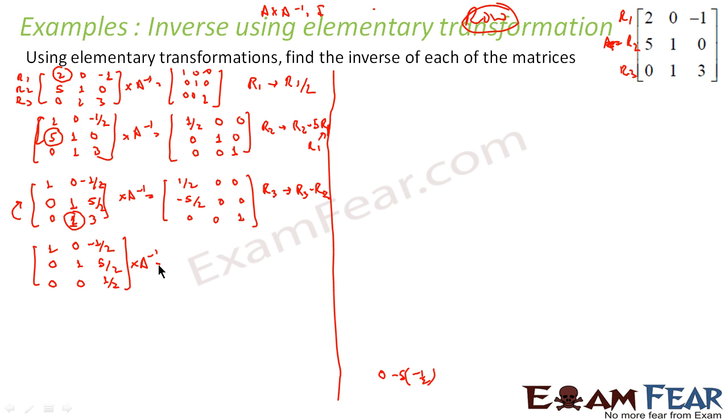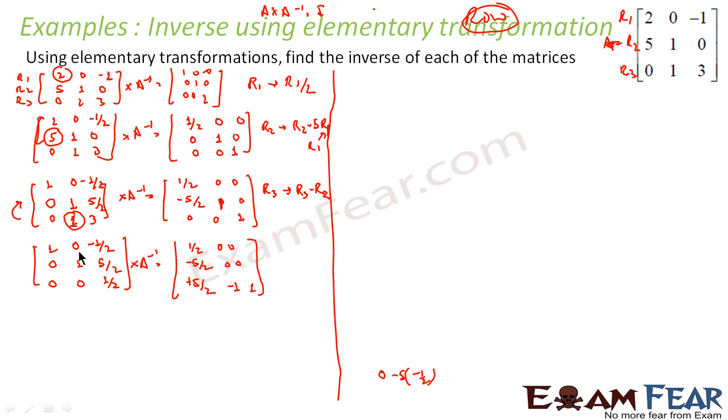Into A inverse is equal to, again the first and second rows are not impacted. The third row is impacted: 0 minus minus 5 by 2 is plus 5 by 2. And this one, 0 minus 1 is minus 1. And this one is 1 minus 0, again 1, no impact. This is my matrix.